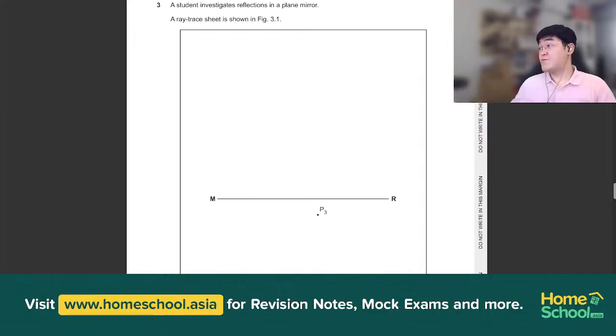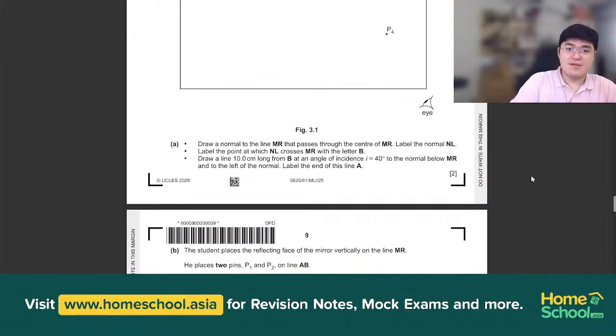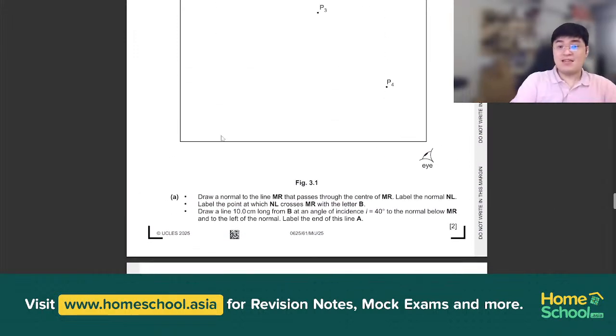All right, so let's move on to question number 3. A ray trace sheet is shown in figure 3.1, like that. Now let's go to part A. Part A wants you to draw a normal to the line MR that passes through the center of MR, and we have to label the normal NL.